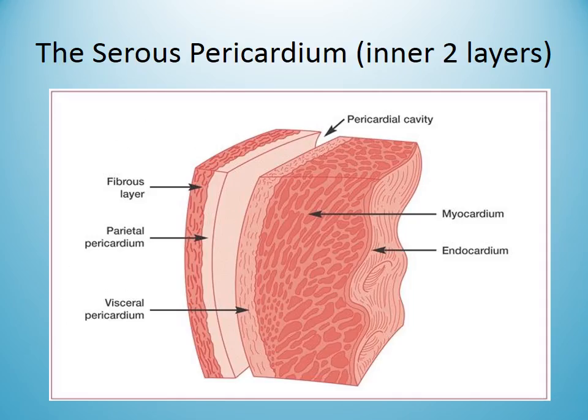So this here is giving us a closer look at these two layers of the serous pericardium. You can see the parietal layer is right here and the visceral layer is right here, okay? And this is our heart, the myocardium. Myo means muscle, cardium means heart. So this is the heart here. So the visceral membrane hugs the heart and the parietal layer hugs the pericardium.